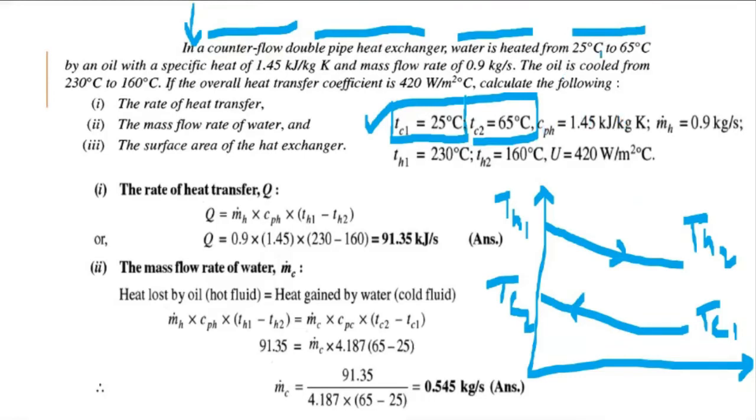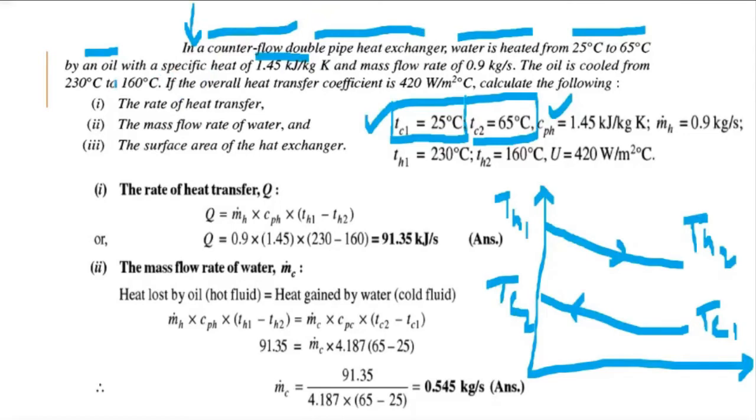Then they are saying that it is being heated by oil. So since it is being heated by oil, what is the hot fluid for us? Oil. Oil is the hot fluid. So oil with a specific heat of 1.45. So here we are saying that CPH value is equal to 1.45 kilojoule per kg per Kelvin. It is the specific heat for the hot fluid. It is the specific heat for oil.